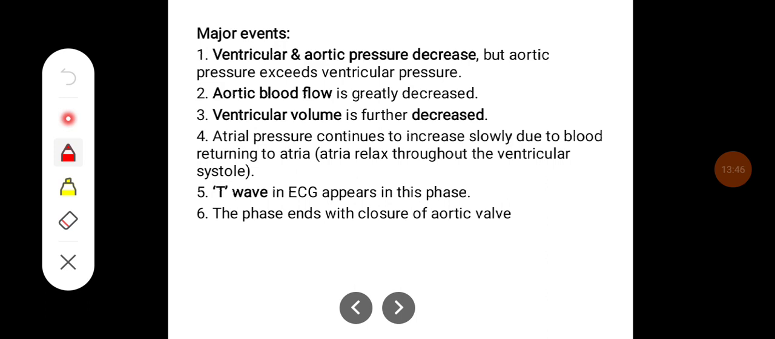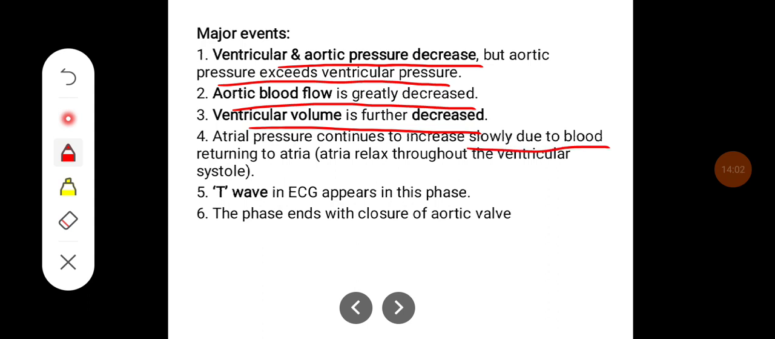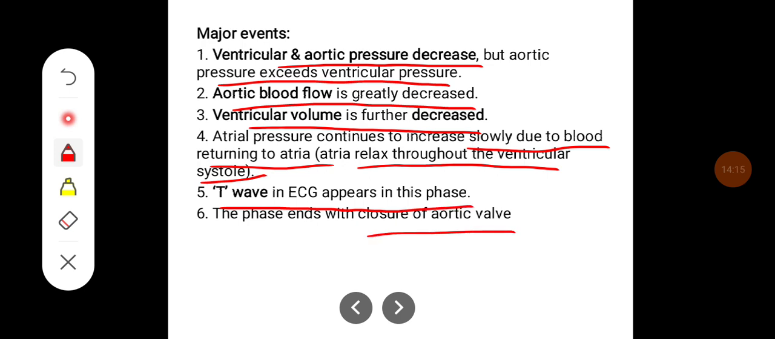The major events that occur here are: ventricular and aortic pressure decrease, but aortic pressure exceeds the ventricular pressure. Aortic blood flow is greatly decreased. The ventricular volume is further decreased. The atrial pressure continues to increase slowly due to the blood returning to the atria. The atria relax throughout the ventricular systole. The T wave in ECG appears in this phase. The phase ends with the closure of the aortic valve.